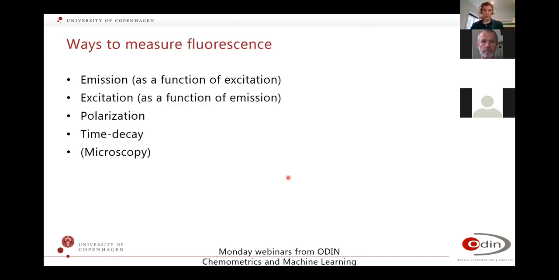So how to measure fluorescence? Well, you can measure your emission as a function of excitation. You can measure excitation. You can also do something called polarization and time decay. I've only been talking about these two up to now. Now I will just briefly talk about these two next ones. I will not go into microscopy, but that is also something that people are using fluorescence for heavily.